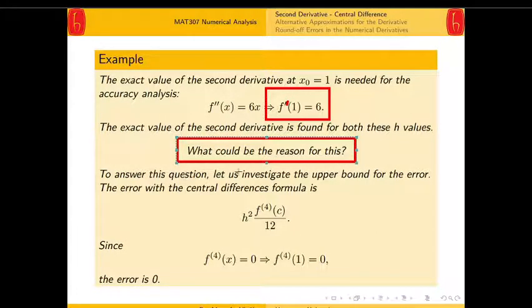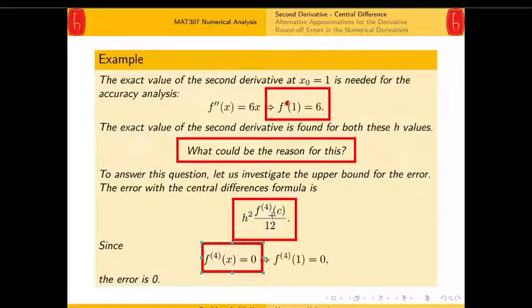To answer this question, we need to investigate the upper bound for the error. The error with the central difference formula is basically this. So we need to find the fourth derivative of the function to see what's happening with the upper bound for the error. If we take the fourth derivative of x cubed, we obtain 0 basically. When we substitute the 0 here, the upper bound for the error is equal to 0. So error must be bounded by 0.